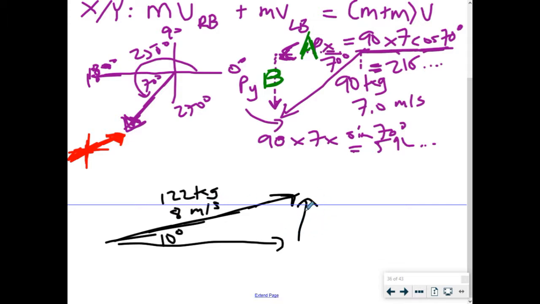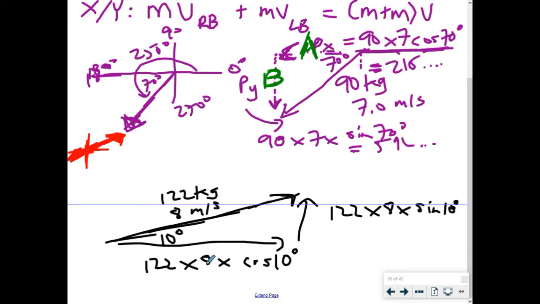So the same logic kind of applies here. If I want to find the y value, I do 122 times 8 times the sine of 10 degrees. And if I want to find the x value, it's 122 times 8 times the cosine of 10 degrees. But again, rather than actually recording what these numbers are as a numerical value, I don't see much value in writing those down. Why don't I just store them in my calculator as more letters like C and D? So I'm just going to find them real quick here.